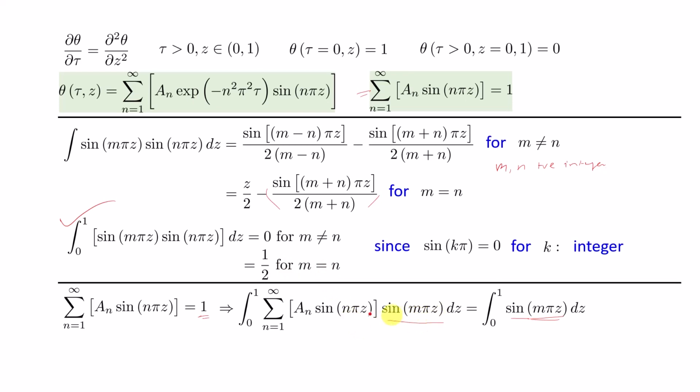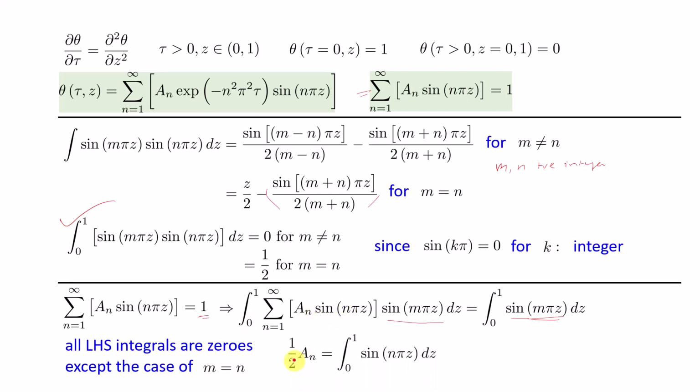All other terms, where m and n do not match, will be 0. The term where m and n match, the m equals n case, is 1 by 2. So everything is 0 except m equals n, and for m equals n this is simply 1 by 2 a_n. On the other side, because m equals n, I can simply write n here.